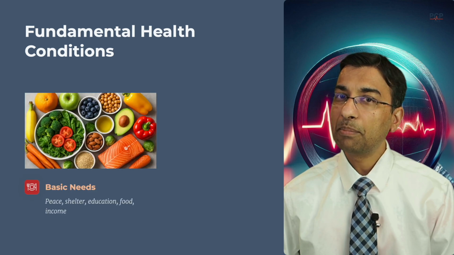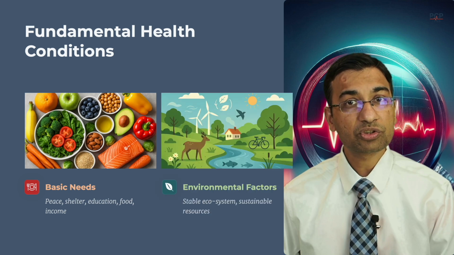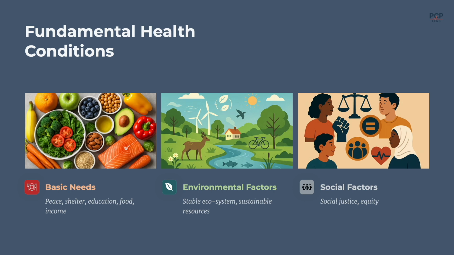These include basic needs such as peace, shelter, education, food, and income, a stable ecosystem and sustainable resources, social justice, and equity. Without these underlying conditions, it is very hard to build a foundation of health. Let's take the example of zoning laws and apply this concept of health in all policies.